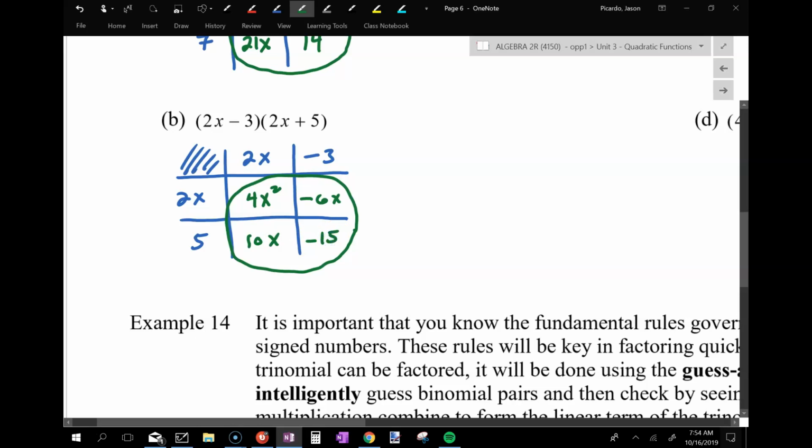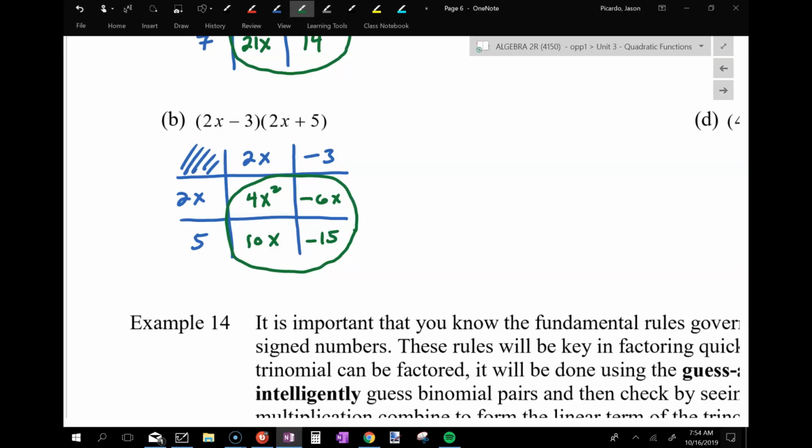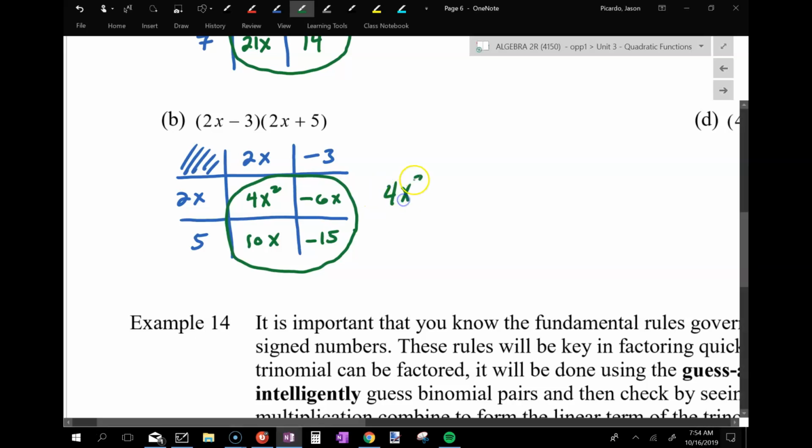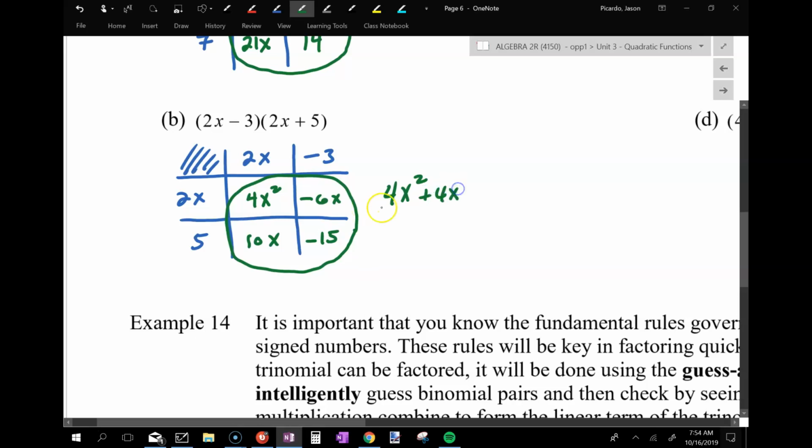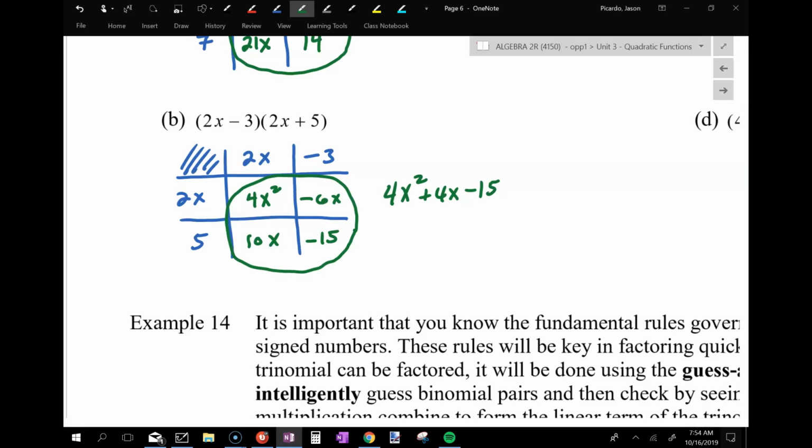And then what am I doing? I'm taking everything in the green circle and adding it together, right? So I have a 4x squared. You guys agree I can combine 10x minus 6x? That gives me, and then minus 15. Now, when you're looking at this and you're seeing this technique used, raise your hand if you've never seen this technique used. All right, so you guys have all seen it before.